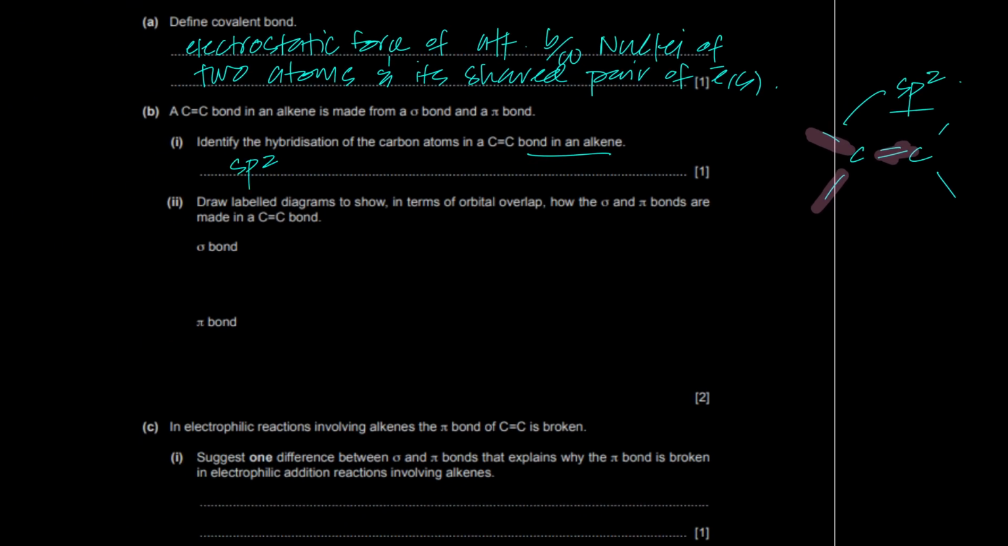Draw labelled diagrams to show, in terms of orbital overlap, how the sigma and the pi bonds are made in carbon double bonded to carbon. So we know carbon is in the p block, right? It'll be the p orbital overlapping with the other p orbital in a head-on overlap, and this one would be a sideways overlap. So he wants you to show the orbital overlap. So let's show the orbital overlap. It would look something like this. Oh my god, pathetic, Suleiman, pathetic.